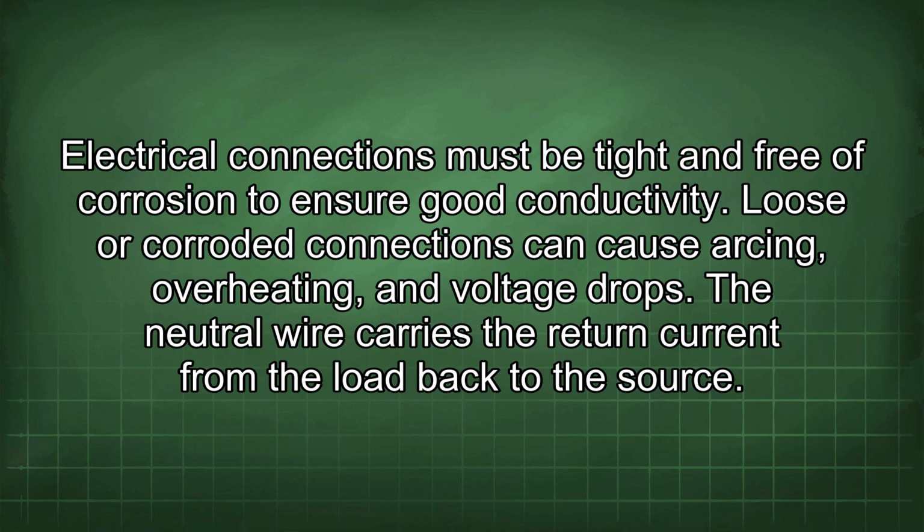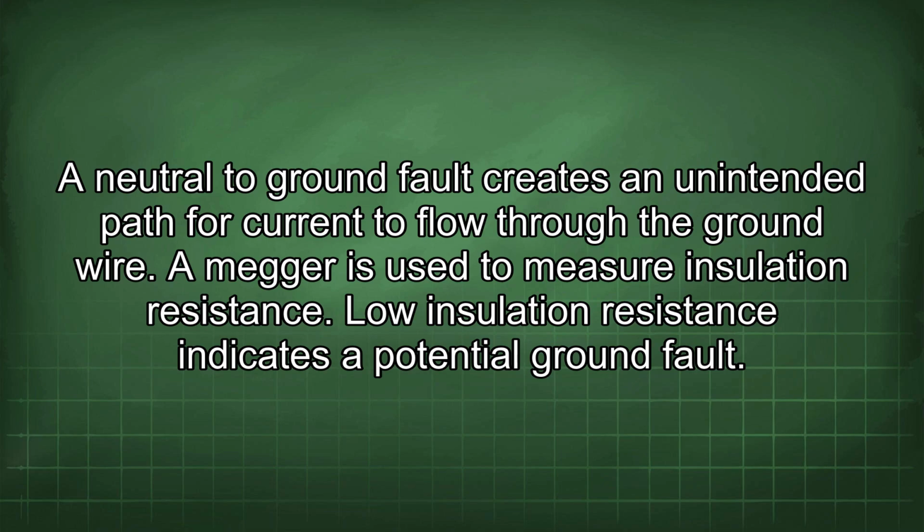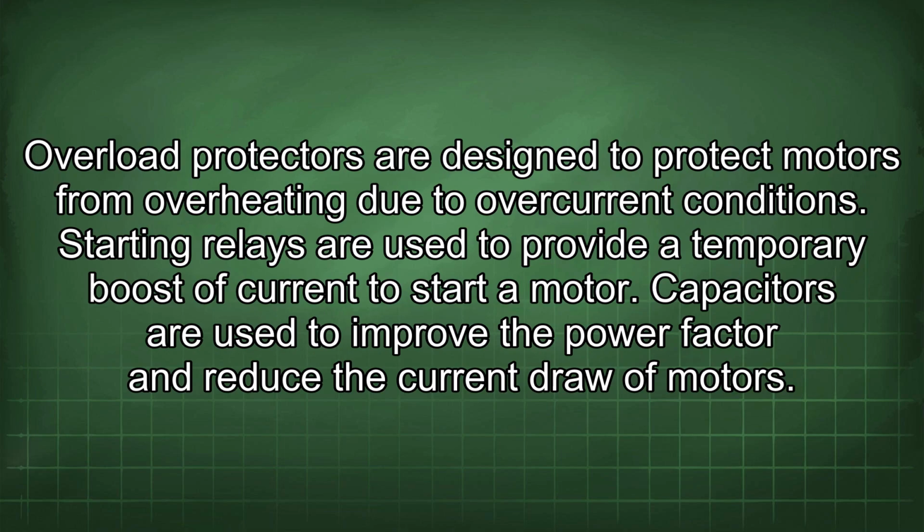The neutral wire carries the return current from the load back to the source. A neutral to ground fault creates an unintended path for current to flow through the ground wire. A megger is used to measure insulation resistance. Low insulation resistance indicates a potential ground fault. Overload protectors are designed to protect motors from overheating due to overcurrent conditions. Starting relays are used to provide a temporary boost of current to start a motor. Capacitors are used to improve the power factor and reduce the current draw of motors.